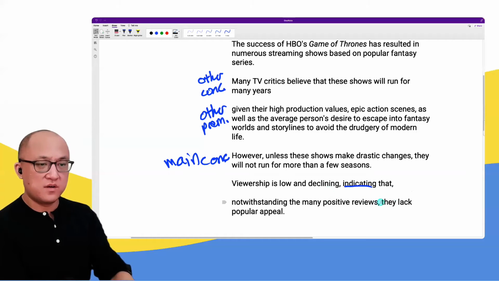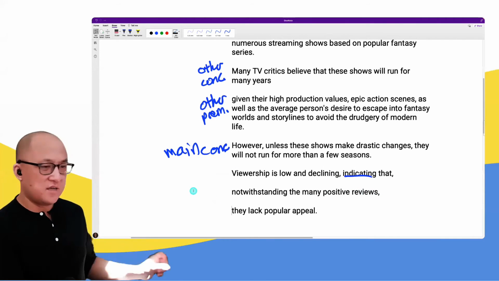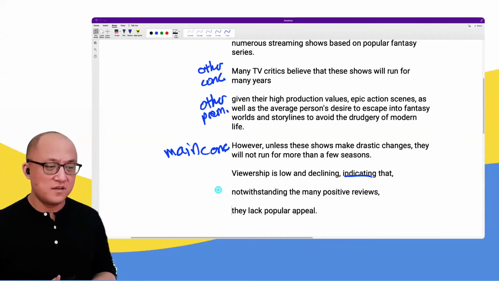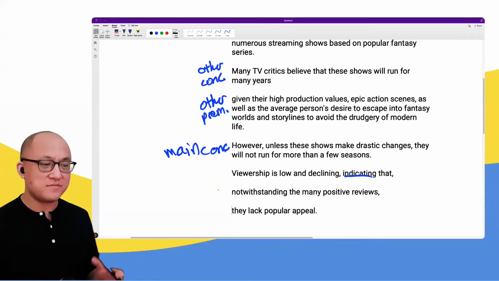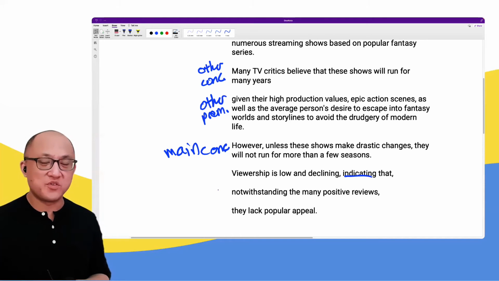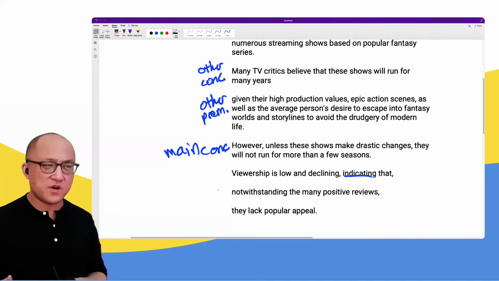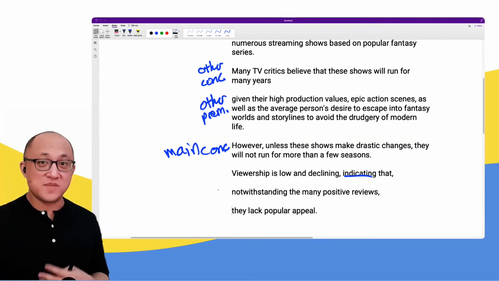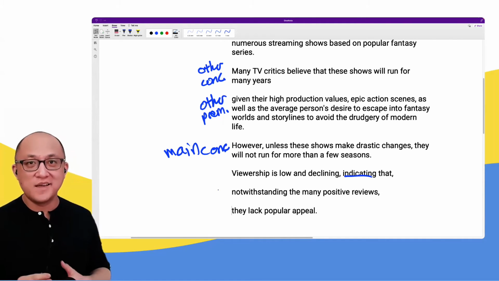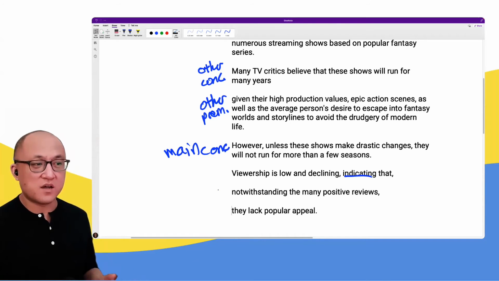So, do you see this part? Notwithstanding the many positive reviews. What is that? It's a concession, right? Because the author's not bringing up the fact that these shows have good reviews to help prove that they're not going to run for more than a few seasons unless they change. Someone might think positive reviews means that they're popular, but actually the author's saying, no, I concede that they have positive reviews. Anyway, they're actually not popular because of the viewership. Okay, so just to make sure this is clear, this is a premise.